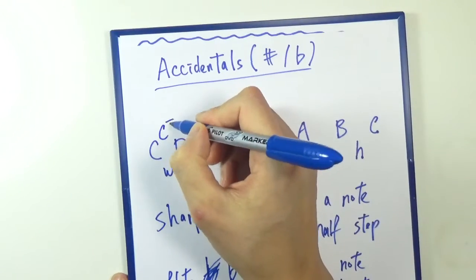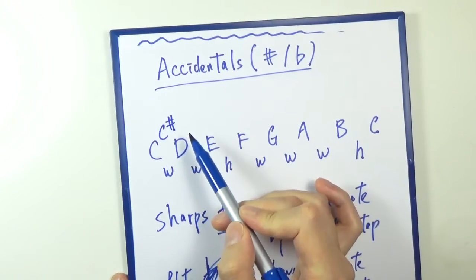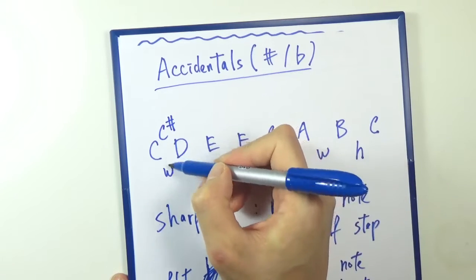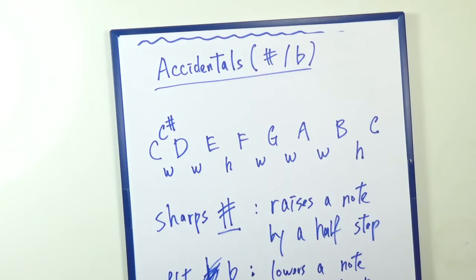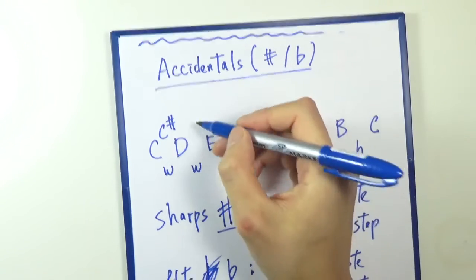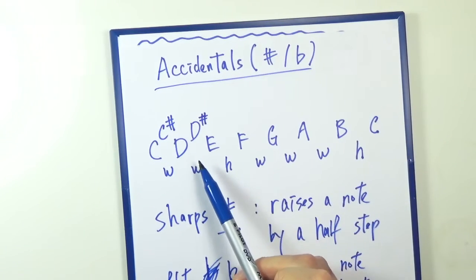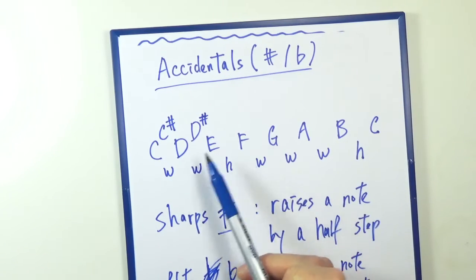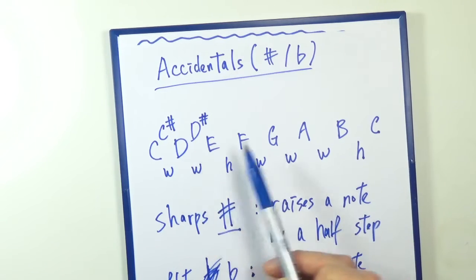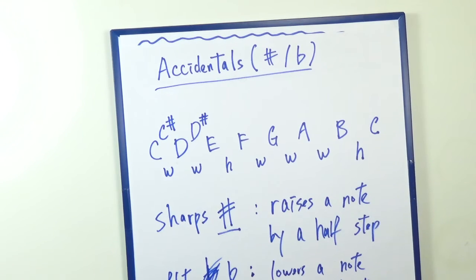For example, C sharp would be a note that sits nicely between C and D, because C and D is actually a whole step apart. So you can do the same thing to D sharp. D sharp would sit nicely between D and E, because D and E is precisely a whole step apart.